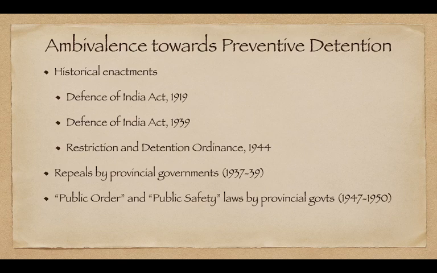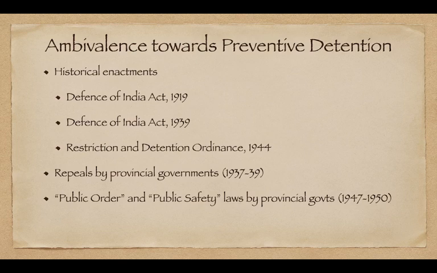and the government saw it fit to provide for preventive rather than punitive detention of certain individuals in case officers of the government believed that freedom would be abused by that individual and would somehow be a threat to national security. That was further made serious in the 1944 ordinance passed by the Governor General, Restriction and Detention Ordinance.